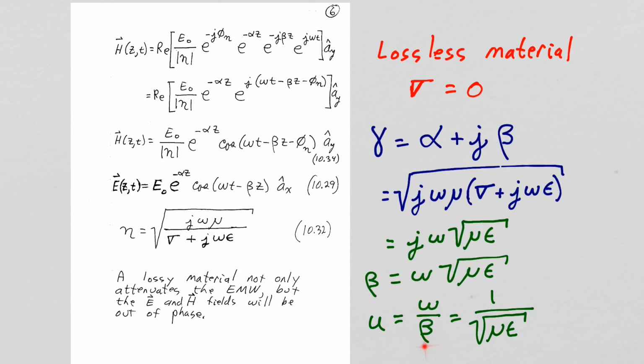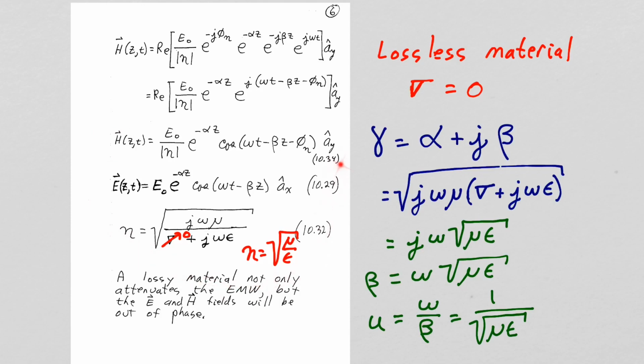Going to our intrinsic impedance equation and setting gamma to 0, we find our intrinsic impedance is a real number, and we obtain the same value we had when we were dealing with the lossless case, square root of mu over epsilon. Setting sigma equal to 0, these results for propagation in lossy material reduce to the results we obtained previously when we were treating lossless material.